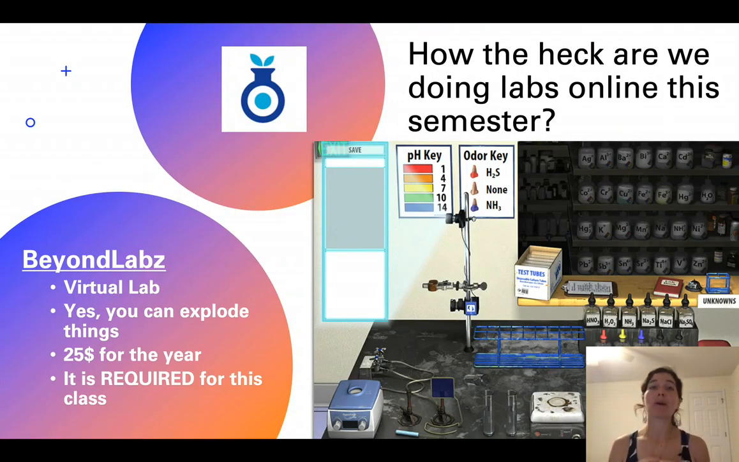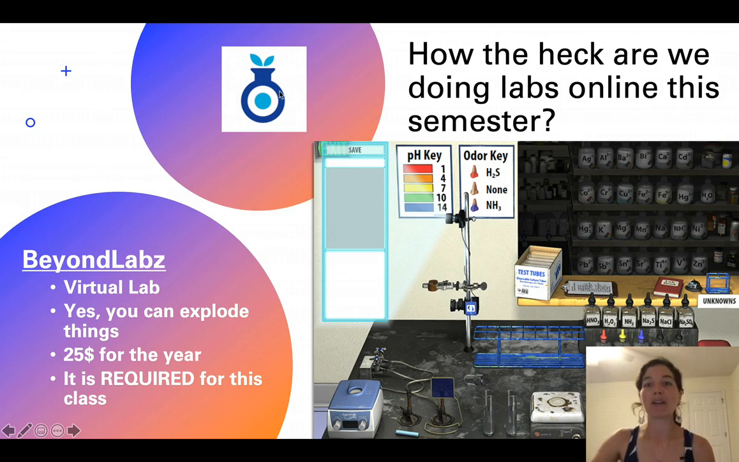So this semester, we're primarily going to be doing online labs. So we're going to be using a virtual lab software called Beyond Labs, which you can go ahead and download and purchase a license for. So it's only $25 for the whole year. So it's not that expensive as far as softwares go. You will need it for this class. It is not optional. So feel free to go ahead and get that. It is required for this class. This is where you will be conducting all of your experiments this semester.